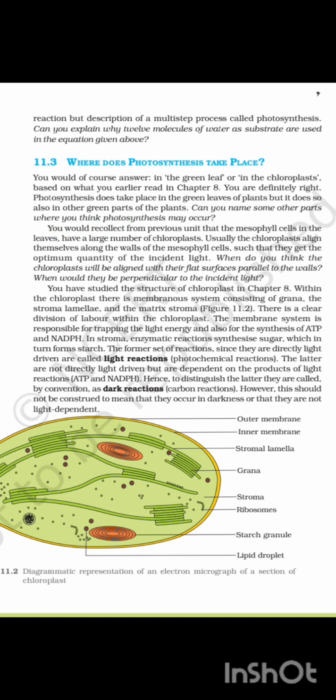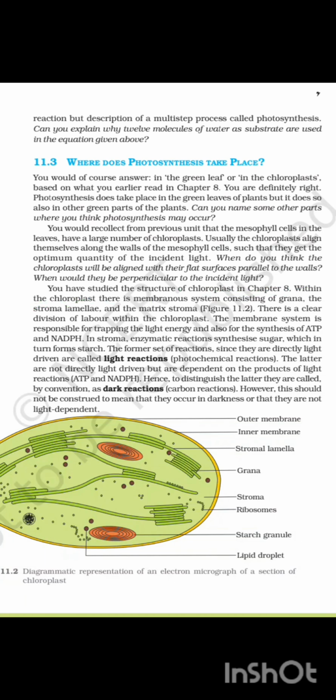You would recollect from the previous unit that the mesophyll cells in the leaves have a large number of chloroplasts. Usually the chloroplasts align themselves along the walls of the mesophyll cells such that they get the optimum quantity of the incident light. When do you think the chloroplasts will be aligned with their flat surface parallel to the walls? When would they be perpendicular to the incident light? You have studied the structure of the chloroplast in chapter 8.